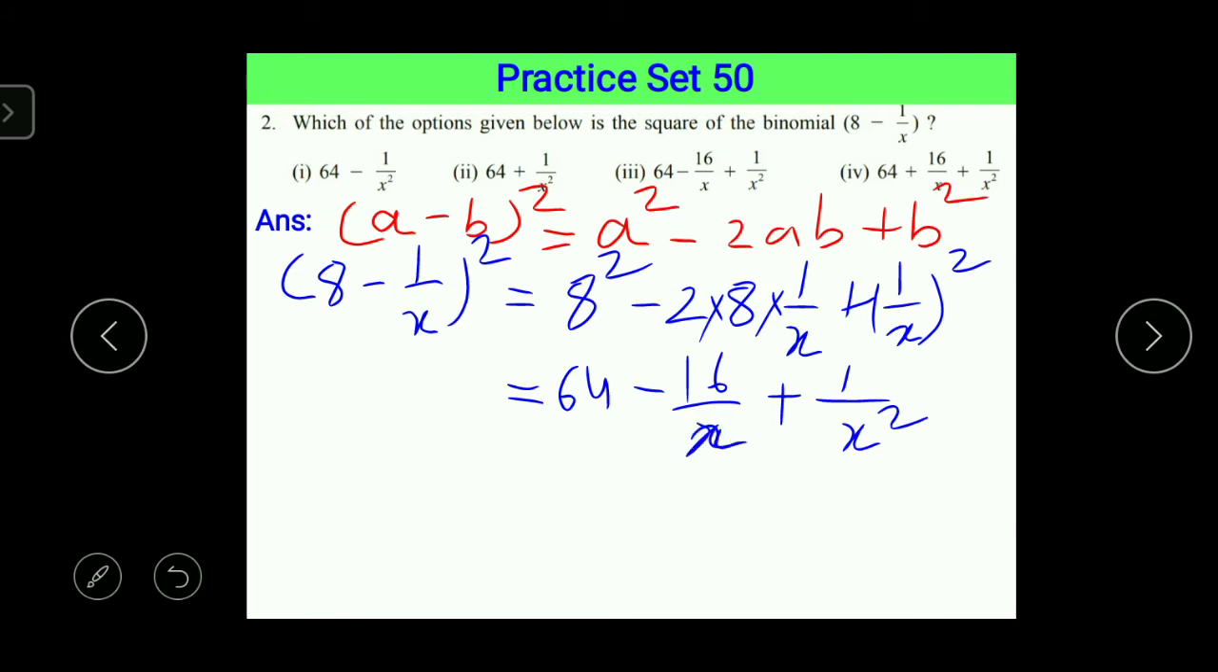Now here we are having the answer: 64 minus 16 upon x plus 1 upon x square. This is the answer, students. Let's check which option is there. You can see, students, which option it is. Yes, you are right, it is the third option: 64 minus 16 upon x plus 1 upon x square. So this is the answer for the question. I hope you must have understood, students.